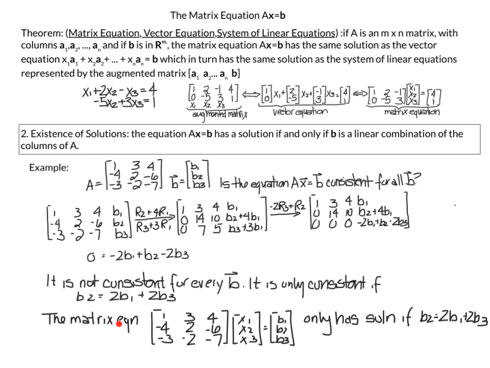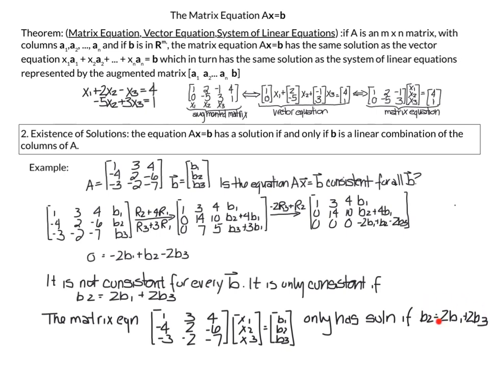And I've written that here: the matrix equation 1, -4, -3; 3, 2, -2; 4, -6, 7 times x1, x2, x3 equals b1, b2, b3 only has a solution if b2 equals 2b1 + 2b3. So this is my final answer to this question, but I am going to do one other related problem.